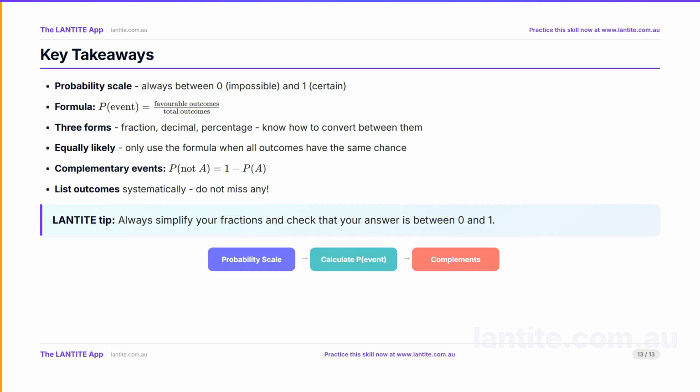On the LANTITE, simplify fractions and double-check your answers are between 0 and 1. Good luck with your practice.